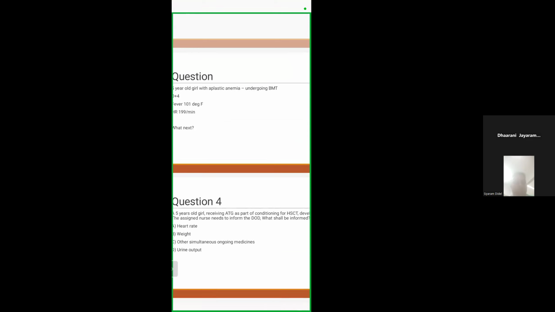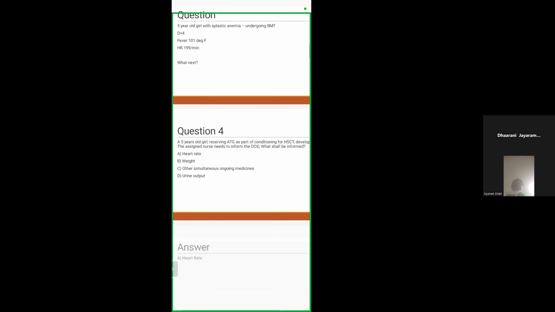So this is a similar question, so I will not repeat this. A 5-year-old girl, ATG as a part of conditioning you're giving, anti-thymocyte globulin, and the child develops fever. So what should we inform immediately? So whenever there is a patient undergoing bone marrow transplant or any intensive chemotherapy, when you have fever, the immediate next vital to be seen is heart rate. So heart rate will give you a clue. Heart rate is 120, 130, yes, it's not very emergency or child is relatively stable. You can see within another 15 minutes. But heart rate is 199, we have to jump and see immediately. That is the most important point that you should know.